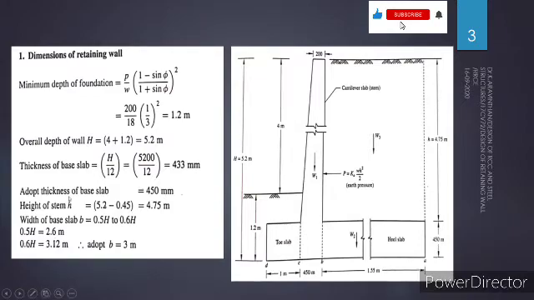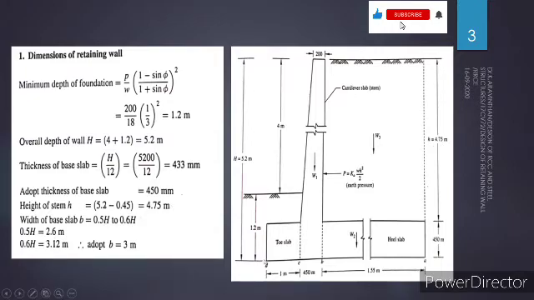And next one, the height of the stem. We know that the overall dimension is 5.2 and the base slab thickness is 0.45, and the remaining height will be the stem height, which will be 5.2 minus 0.45, which you will be getting as 4.75 meter, which is known as the stem height.